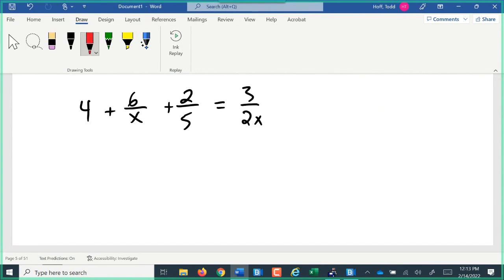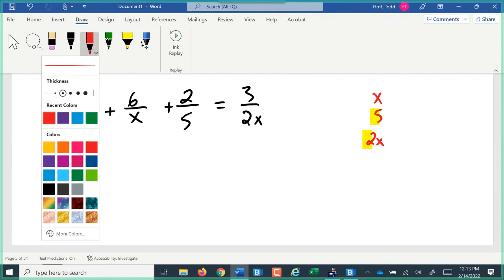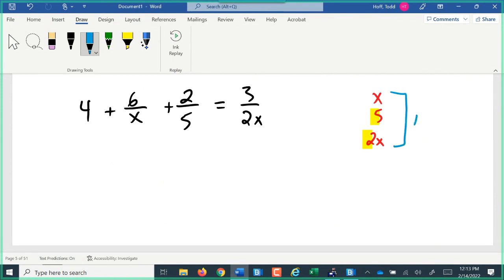So here we have denominators 1, x, 5, and 2x. Those are our denominators. First thing we do is ignore the variables and just look at the numbers. Our least common denominator for 2 and 5 is going to be 10. For the variable, we just look at the highest power of the variable. This is just an x, so 10x is going to be our least common denominator. So for every item in this equation, I need to make the denominator a 10x.